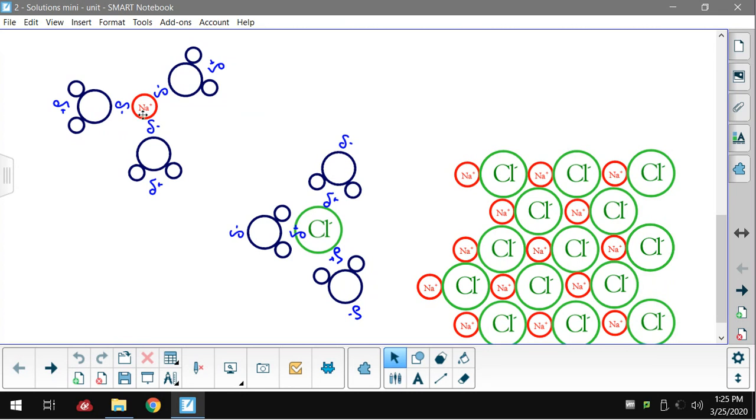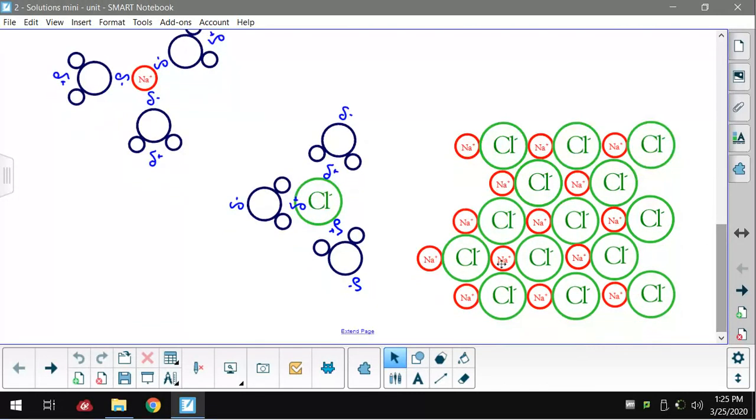So sodium ions are attracted to the oxygen end, which is more electronegative than hydrogen. And the chloride ions, which are negative, are attracted to the less electronegative end, which is the hydrogens. And that's how salt dissolves. Salt particles dissociate, and when they dissociate, they separate into two different parts.